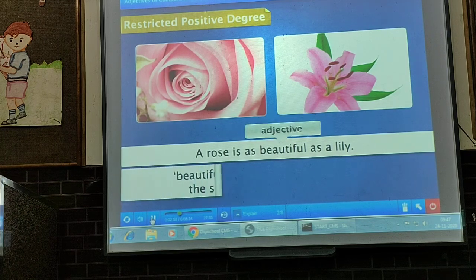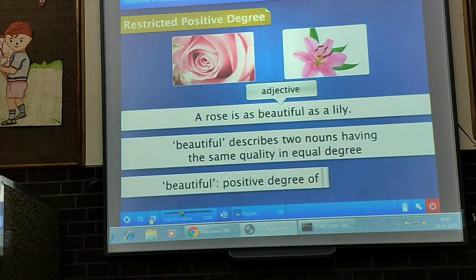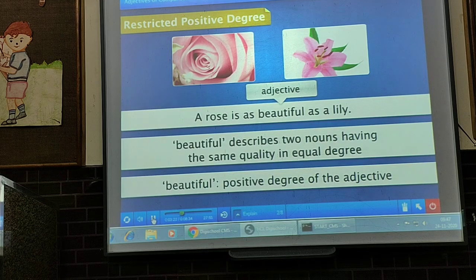In this sentence, the adjective beautiful describes 2 nouns having the same quality in equal degree: a rose and a lily. In other words, the adjective beautiful is used to convey that both a rose and a lily are equally beautiful. So, the positive degree of the adjective beautiful is used in this sentence. You can see the adjective beautiful is preceded and followed by the conjunction as and joins the two nouns a rose and a lily.